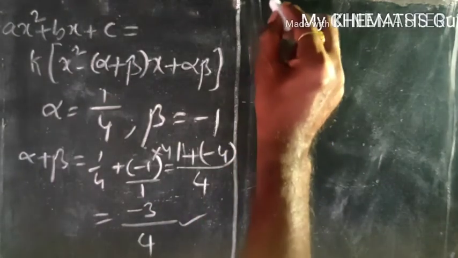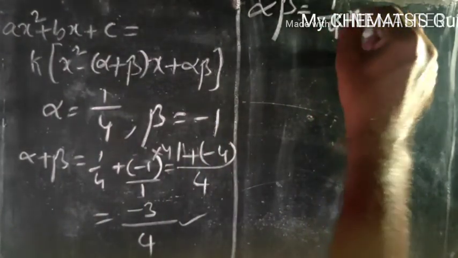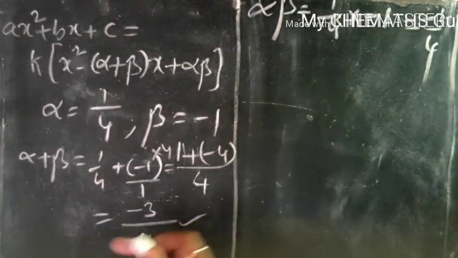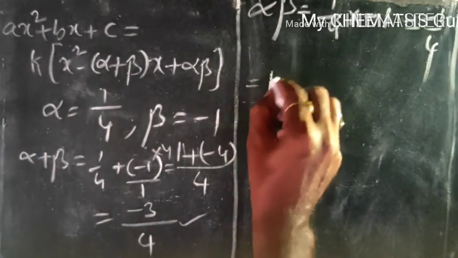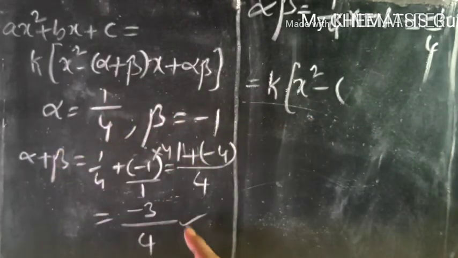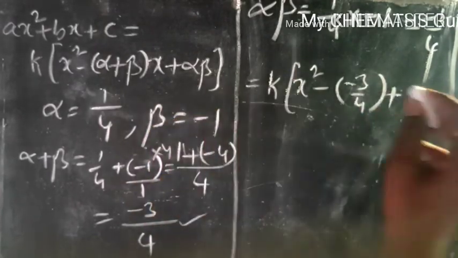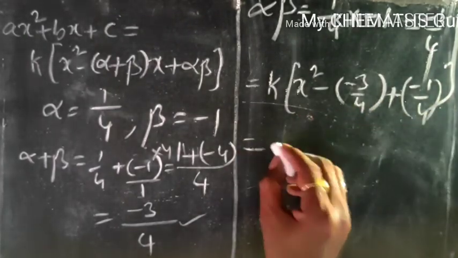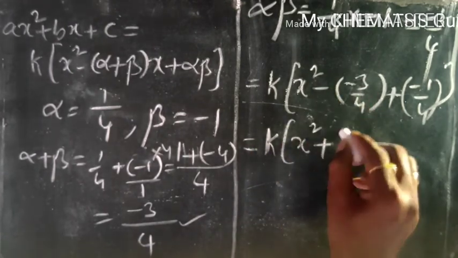So what are the zeros? 1 by 4 into minus 1, the product is minus 1 by 4. The product is minus 1 by 4. Now substitute the alpha plus beta value and the alpha beta value in the formula. That is, k of x square minus, the x coefficient is alpha plus beta, whose value is minus 3 by 4, plus the alpha beta value, minus 1 by 4, and close the bracket. Now this is the required answer. Or we can write it as x square minus of minus 3 by 4 into x.